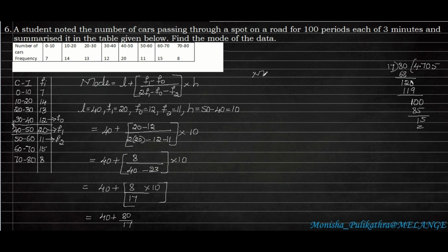So mode will become 40 plus 80 divided by 17, which is 4.705. So mode is equal to 40 plus 4.705, which is 44.705. So this is the mode value. This was the last question of this session.